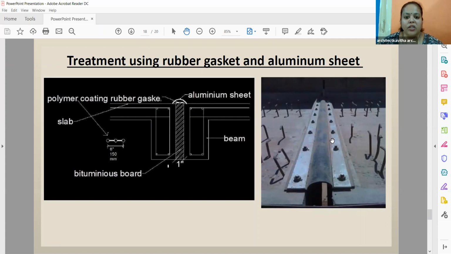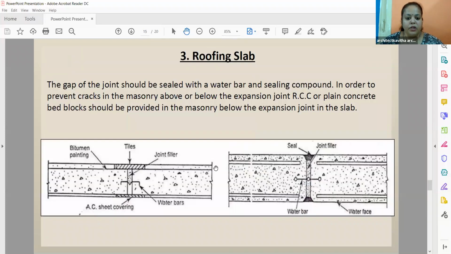But a construction joint can be in any building where, for example, you are going to construct tomorrow or something, you require a joint for it. So in that case, construction joints will be taken in the next class. So this is for the expansion joint.